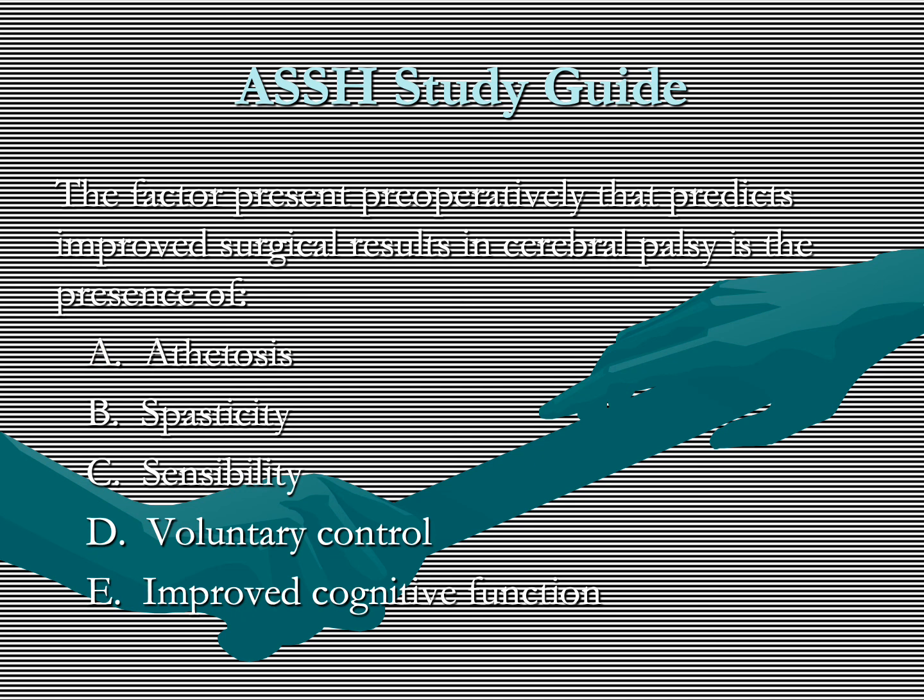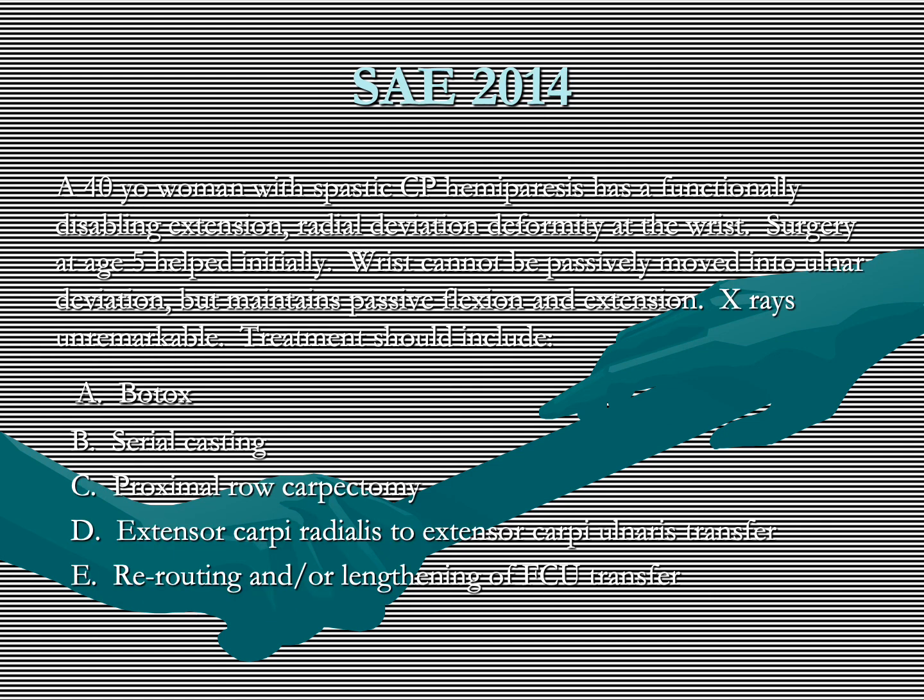The factor present preoperatively that predicts improved results in cerebral palsy. This one you just have to know. It turns out it's voluntary control. And the last question: a 40-year-old woman had surgery 35 years ago at the age of 5, and that helped initially. Now she's got radial deviation at the wrist. You're supposed to know that she had a Green transfer done, and so the correct action at this point would be to reroute or lengthen the FCU transfer. Fusion could also be considered, but it wasn't a choice.